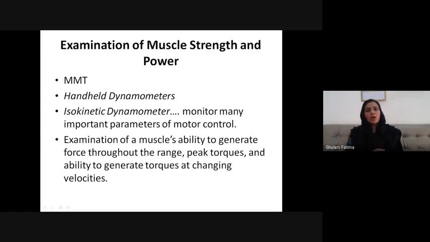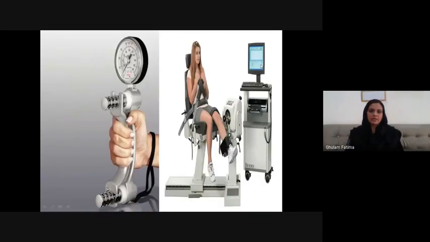Now we come to the examination of muscle strength and power. Different methods can be used. The simplest method you have already learned is manual muscle testing. Manual muscle testing can be used for examination of muscle strength. Then handheld dynamometers. Here you can see a handheld dynamometer.